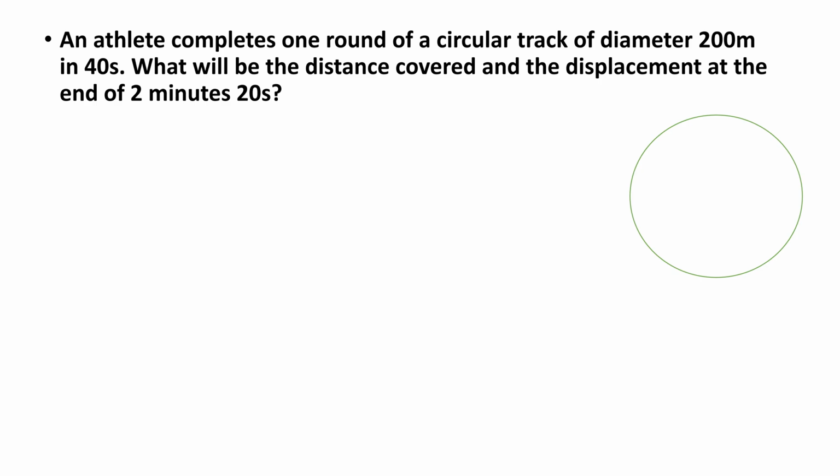An athlete completes one round of a circular track of diameter 200 meter in 40 seconds. And what will be the distance covered and the displacement at the end of 2 minutes 20 seconds? So the diameter of the track is given. Diameter is given as 200 meter. So I'll write here 200 meter. And suppose the athlete starts from this point A. The athlete completes one round. He completes one round in 40 seconds.